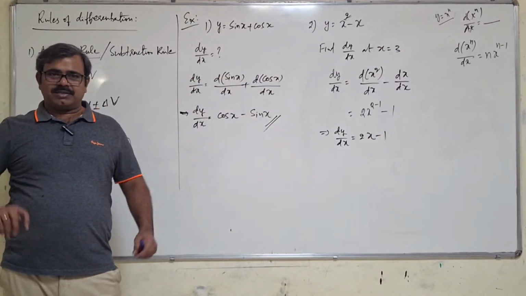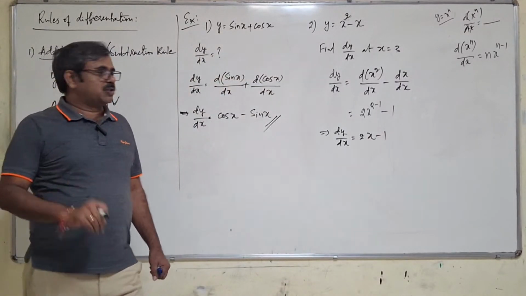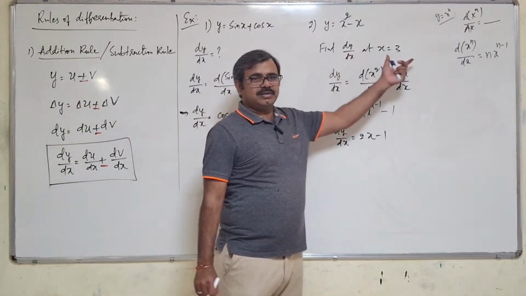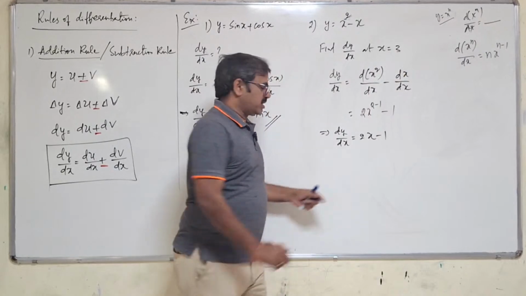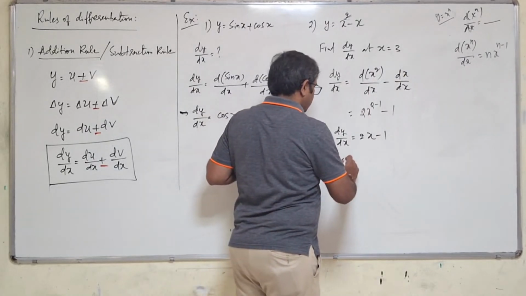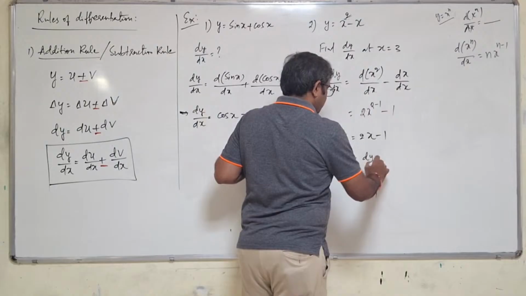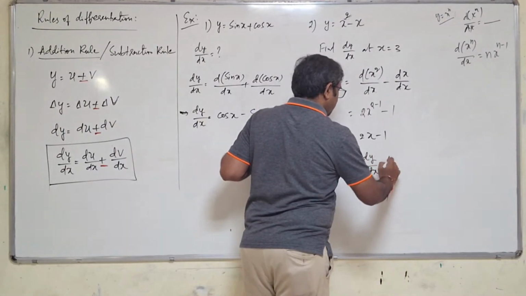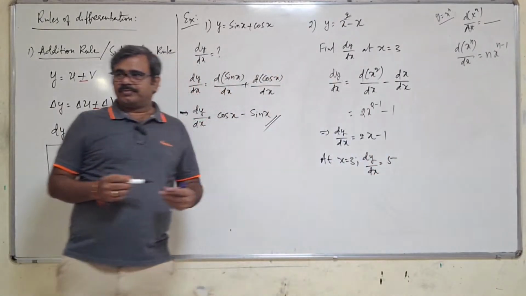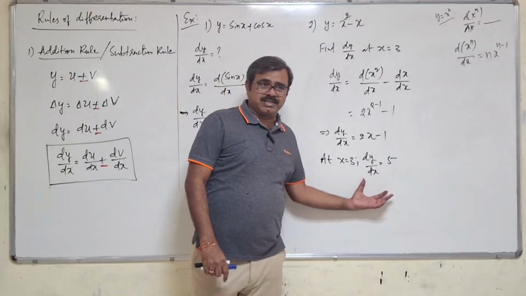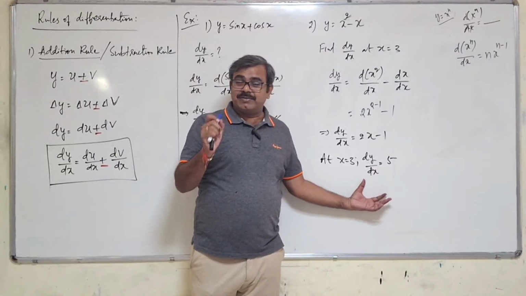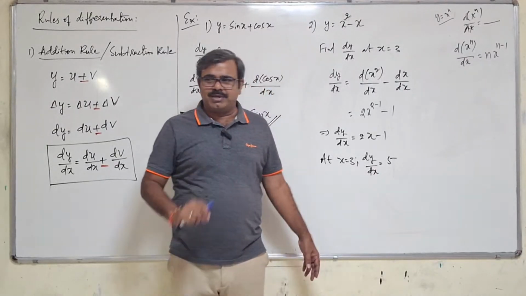This is dy by dx. The question is to find dy by dx at x is equal to 3. So substitute x is equal to 3. So at x is equal to 3, dy by dx is equal to how much? 5. You understand this? So what does this mean? We discussed in yesterday's class. What is dy by dx? What is the meaning of dy by dx? Tell me.